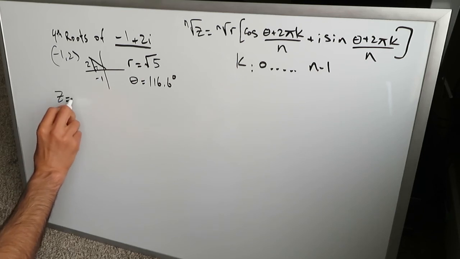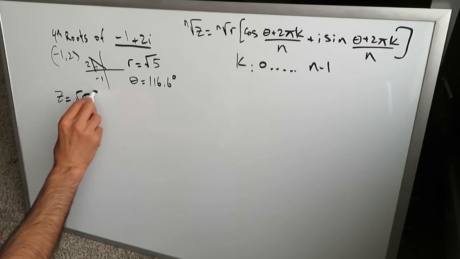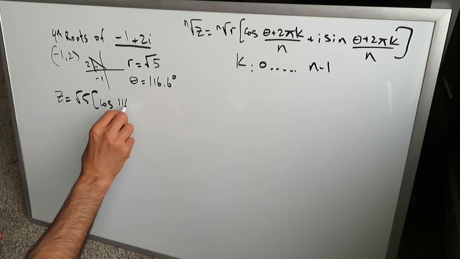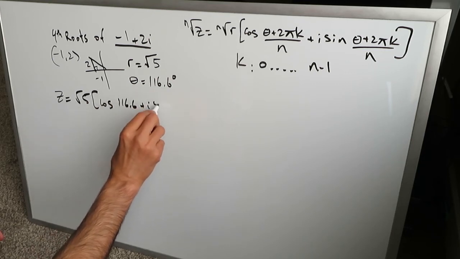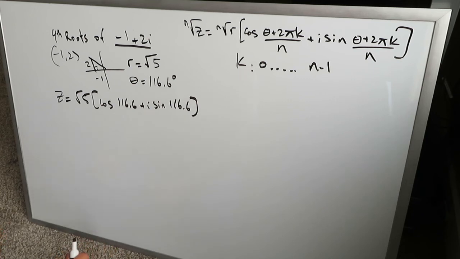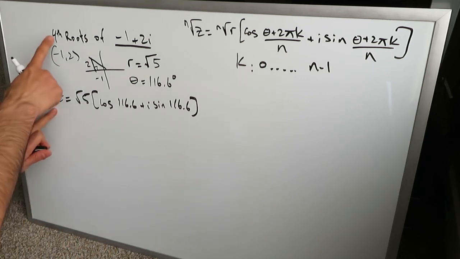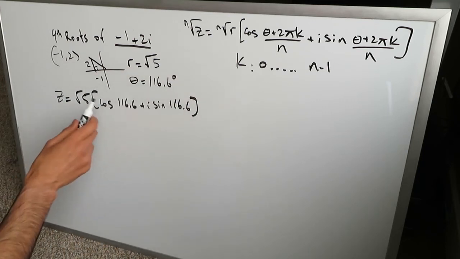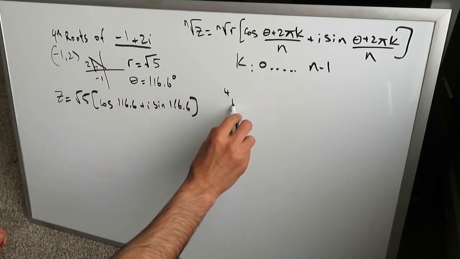This complex number looks something like this. Root 5 cosine 116.6 plus I sine 116.6 degrees. Well, we have to determine this complex number to the fourth roots. We have to determine the fourth roots of this complex number.